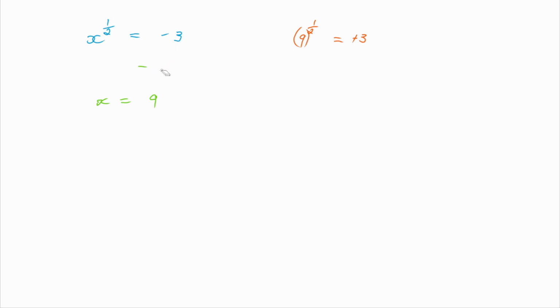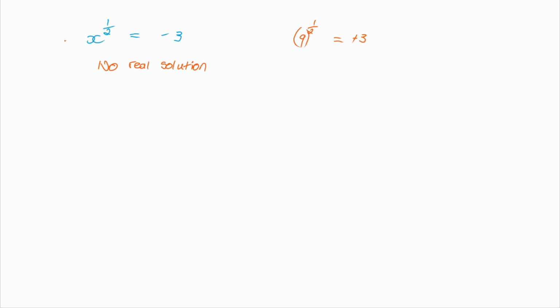So what we should do is not even do these steps. The rule is, whenever you have 1 over an even number, any even number, 4, 6, 8, 2, 4, 6, whatever it is, and on this side you have a negative, it is not possible. So we say no real solution in the real number system. This is something you have to keep an eye out for and identify.